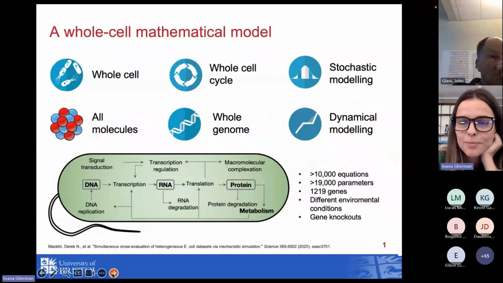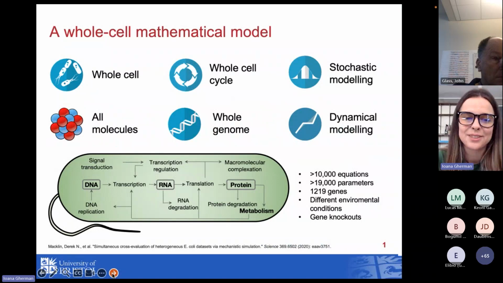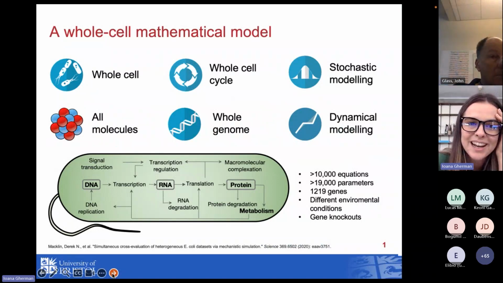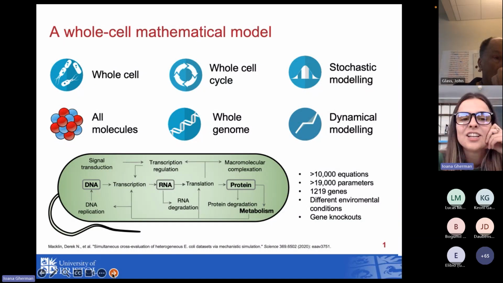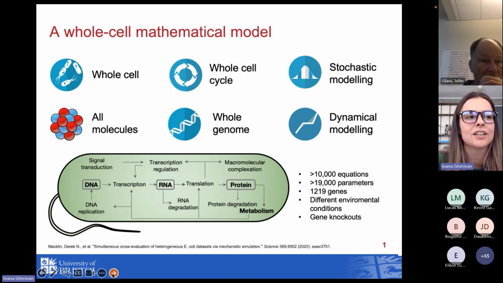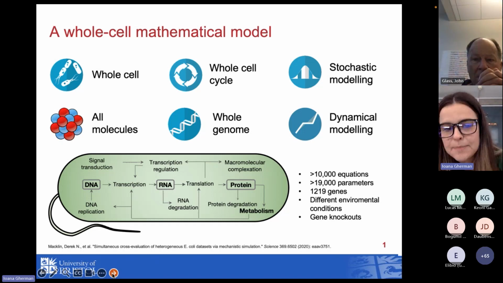So I would like to start by telling you what a whole-cell model is. I know that there was a talk about this before, but actually the whole-cell model that I'm using is a bit different. Generally speaking, a whole-cell model is just a mathematical model that should include everything that happens in the cell, meaning all the molecules, the whole cell cycle, all the genes, all the processes. Up to now, they've generally been dynamical models with some stochastic elements.